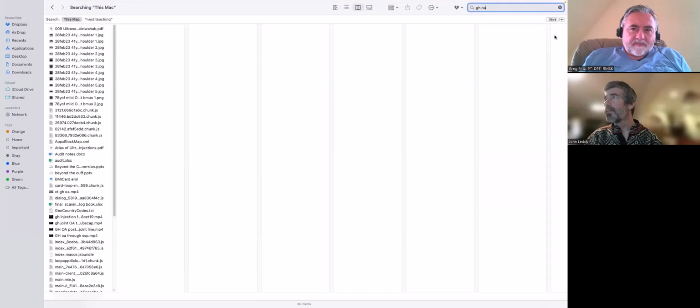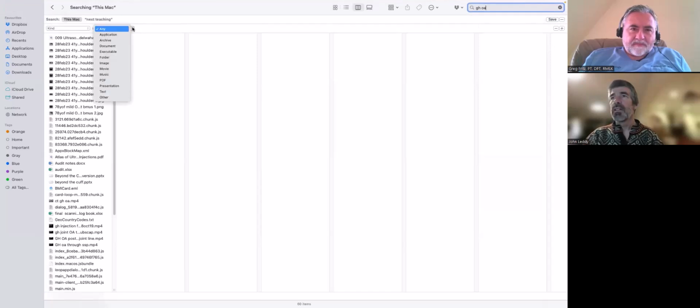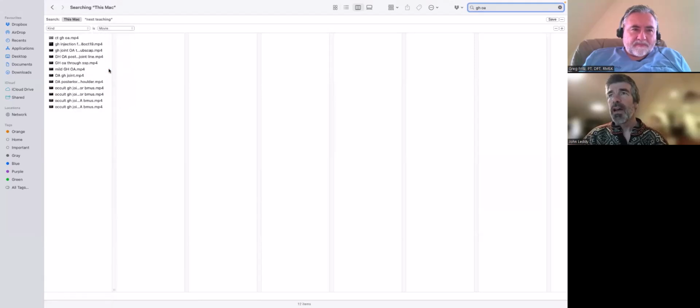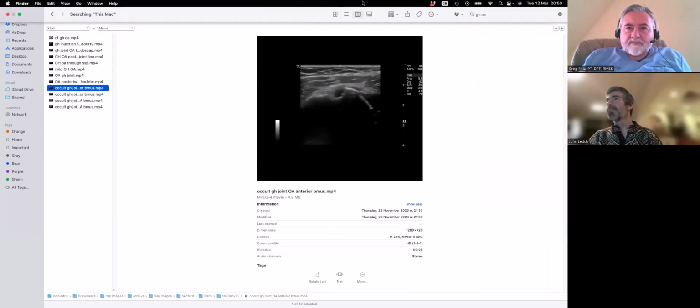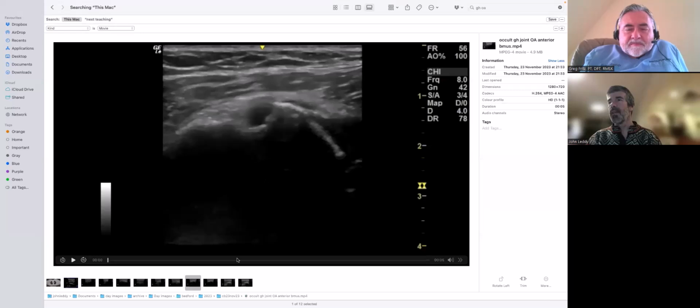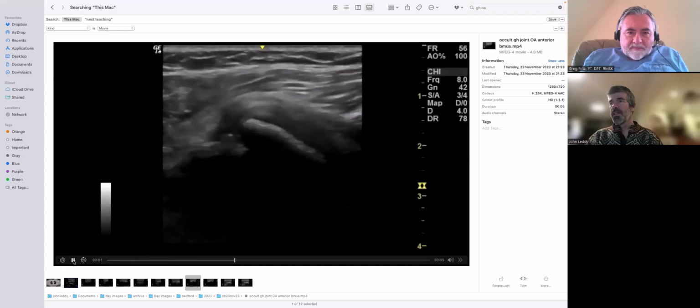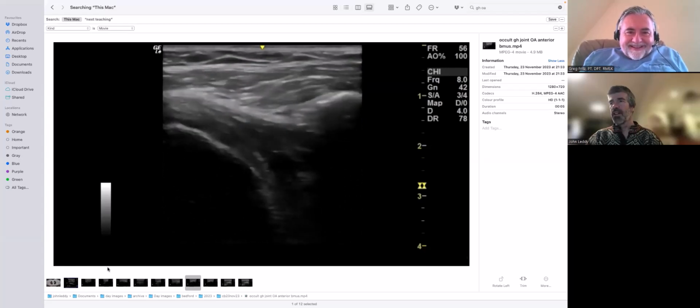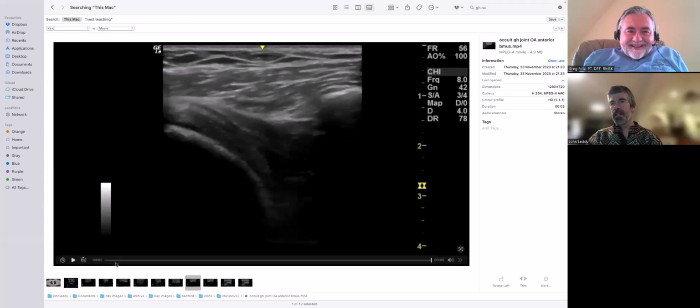Let's just look at video. It may or may not come up. I don't know how good the filters are. Occult glenohumeral joints. Oh wait, this is probably the right thing. So I'm just going to play you a couple of clips. So this is the anterior shoulder. Sorry, a moment.